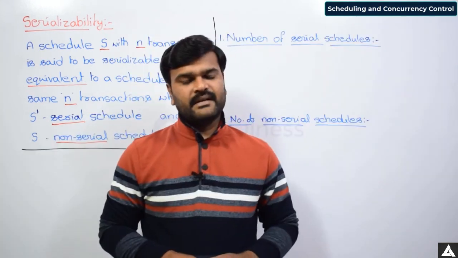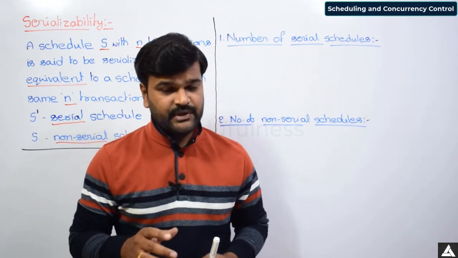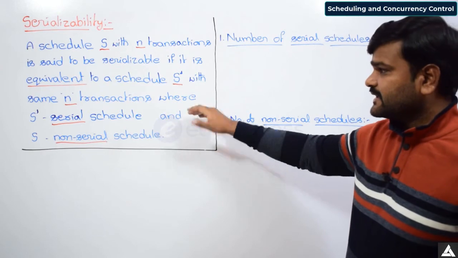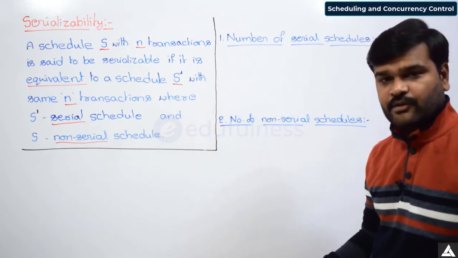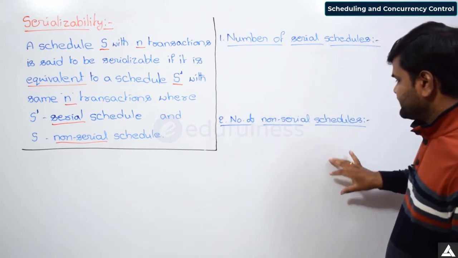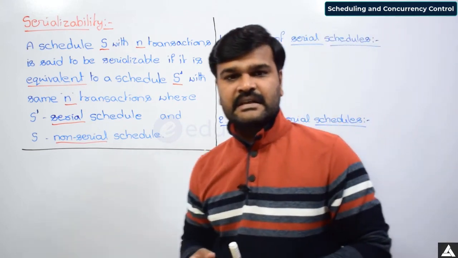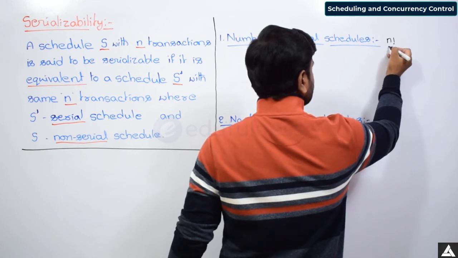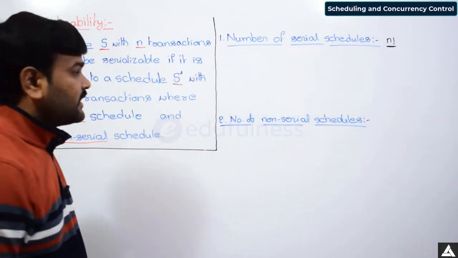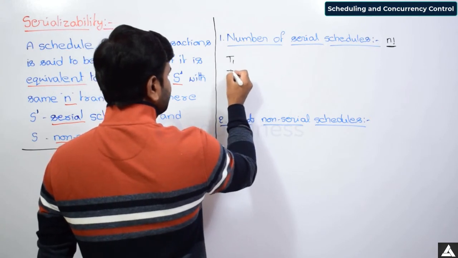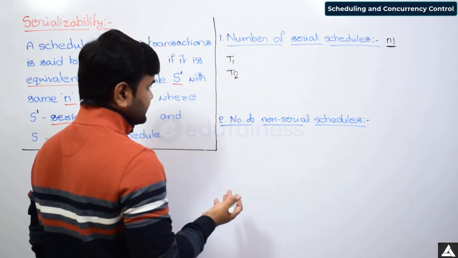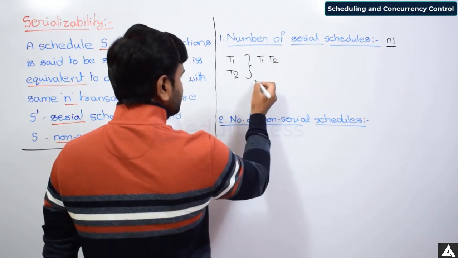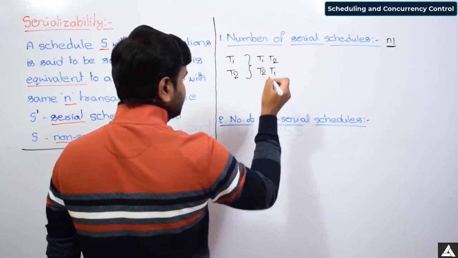Hi. Now let us try to understand some important things for supporting our next concept. We already understand what the serializable and serializability concept is. From that, first of all, this must be clear: if you have n transactions, how many serial schedules are possible? The answer is simple: n factorial serial schedules are possible. For example, we have T1 and T2, two transactions. In what way can you execute them? First T1 and then T2, or first T2 and then T1.